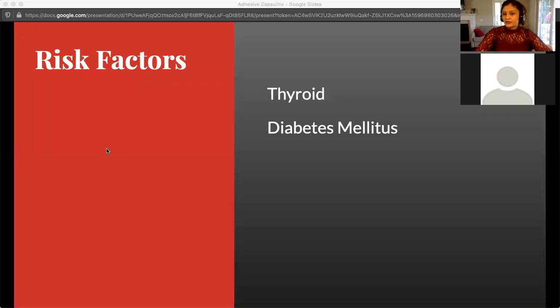Risk factors, thyroid and diabetes. So when you see a patient with the presentation that we just described, your next question should be, do you have diabetes? Do you have thyroid? The reason you want to ask these questions is because it gives you an insight of what the patient outcome is going to be like. So a patient with these conditions will have a protracted course of recovery.